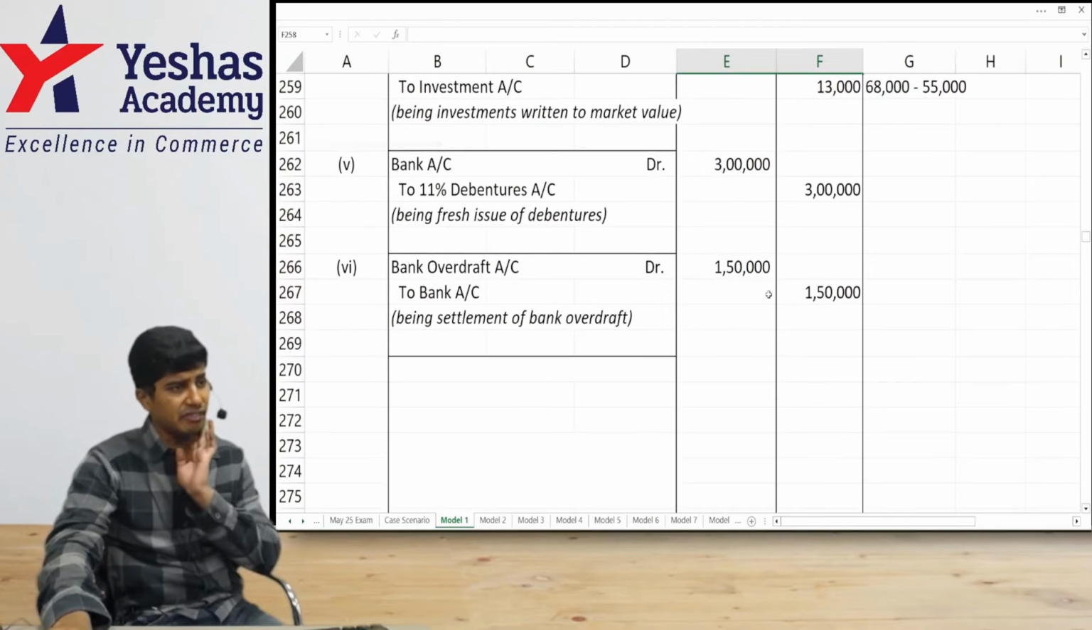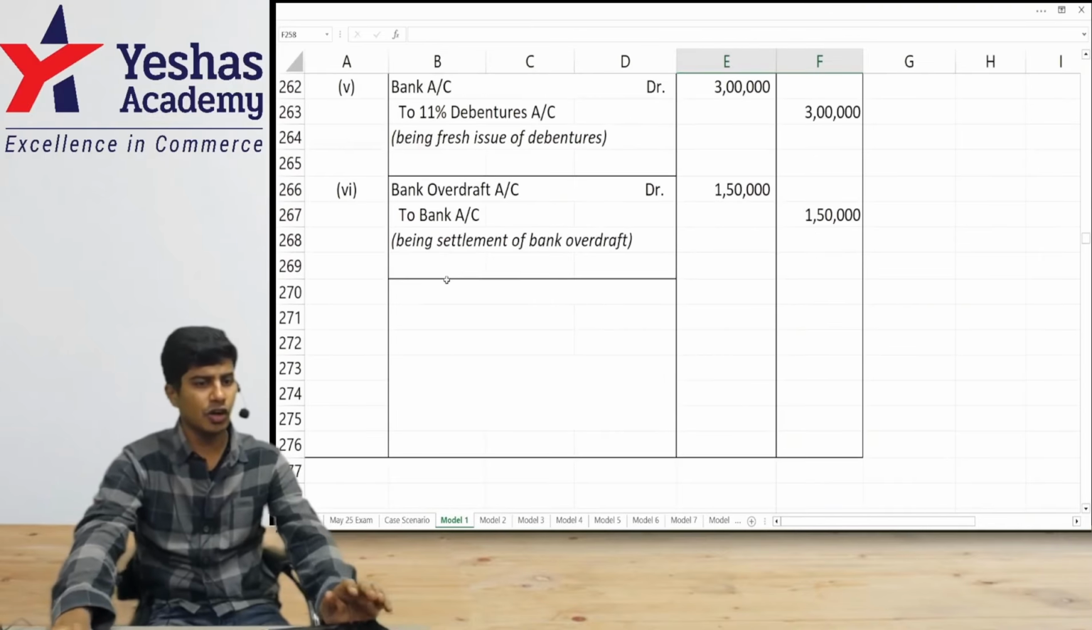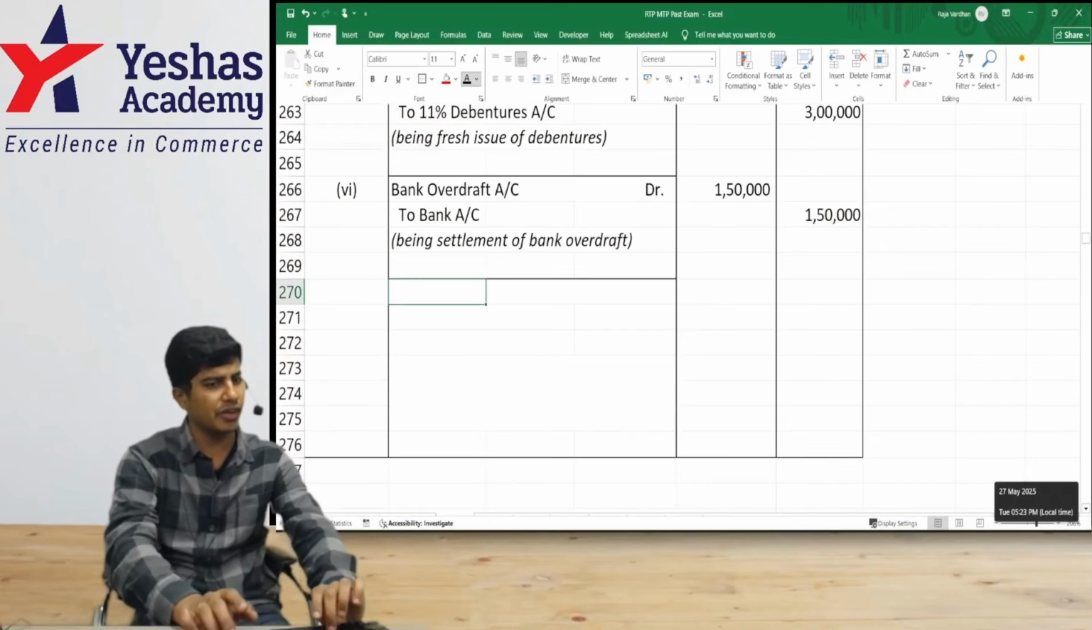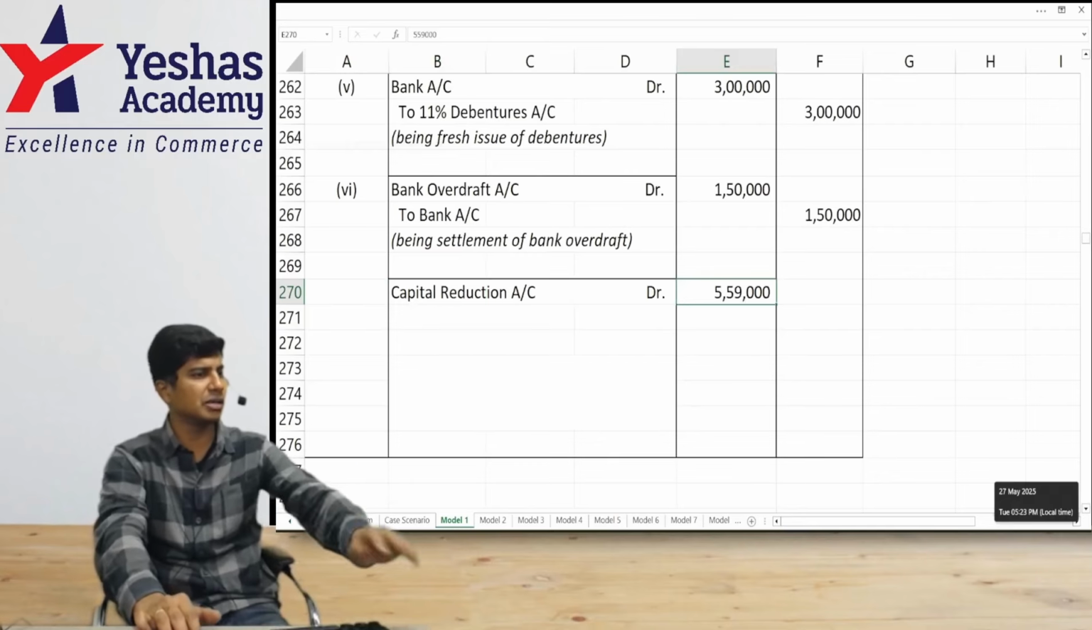Minus 5 lakh. Very good. Minus 5 lakh 59,000. In order to close it, you would agree with me, I would have to debit it. If I debit it, it will become plus, no? 5 lakh 2 plus 5 lakh 15, it will become C.